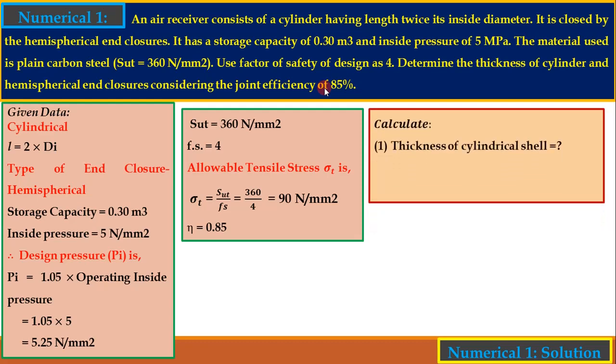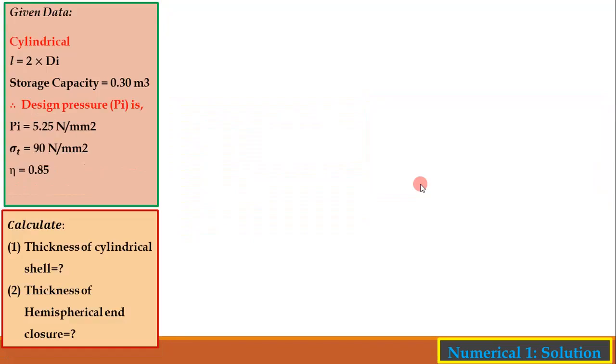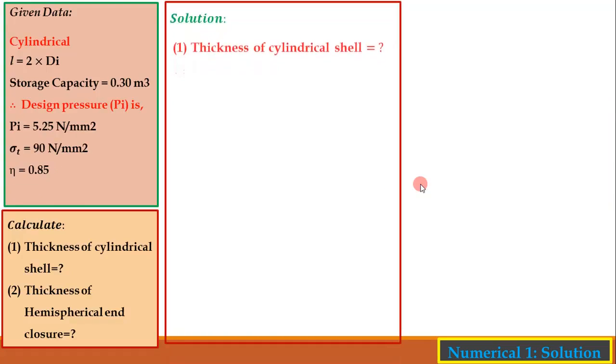First is the thickness of the cylindrical shell, and second, the thickness of the hemispherical end closure. So we have to find out these two thicknesses. Let us solve this problem. First, the thickness of the cylindrical shell. We have to find out this thickness of the cylindrical shell.